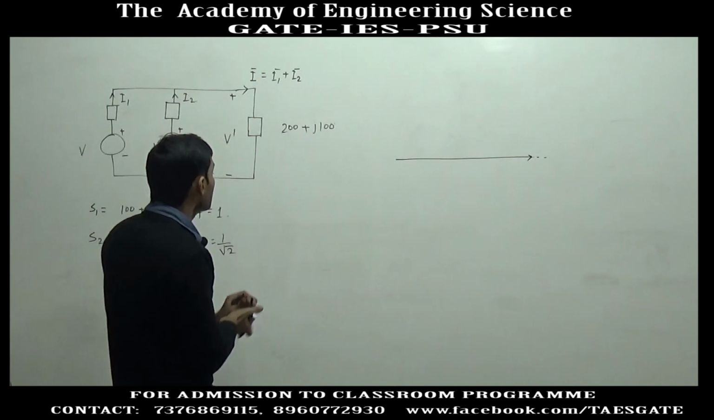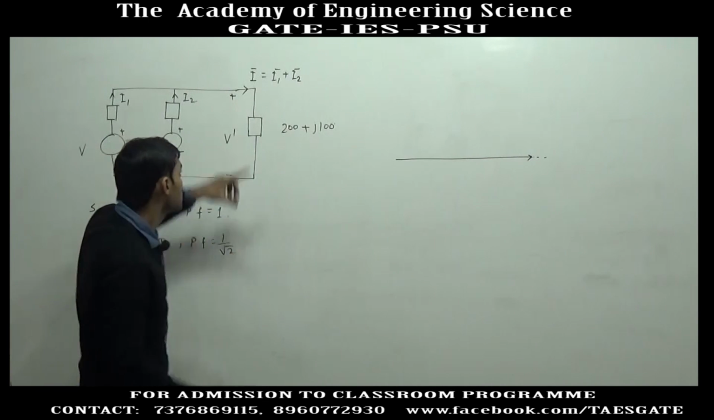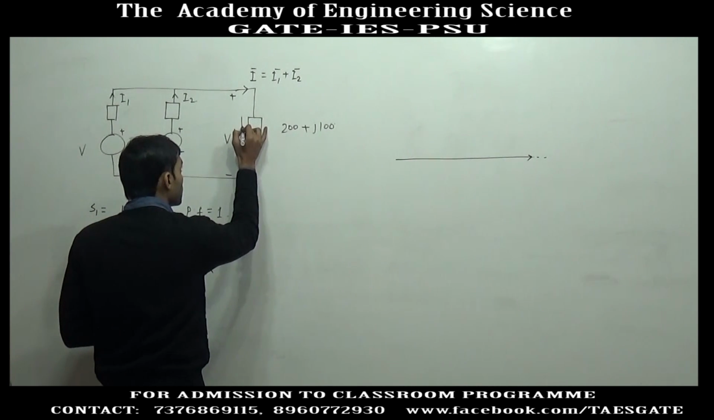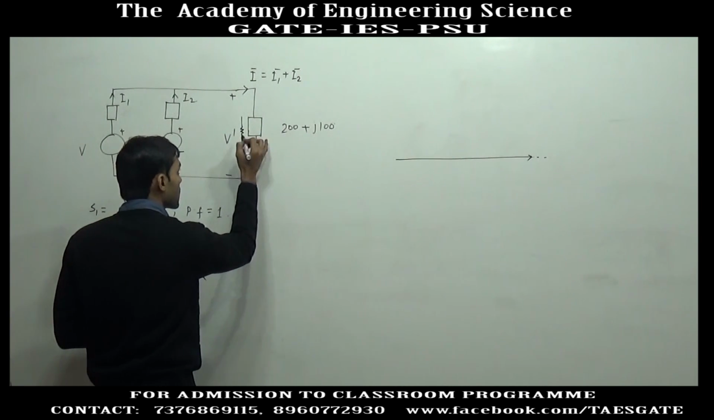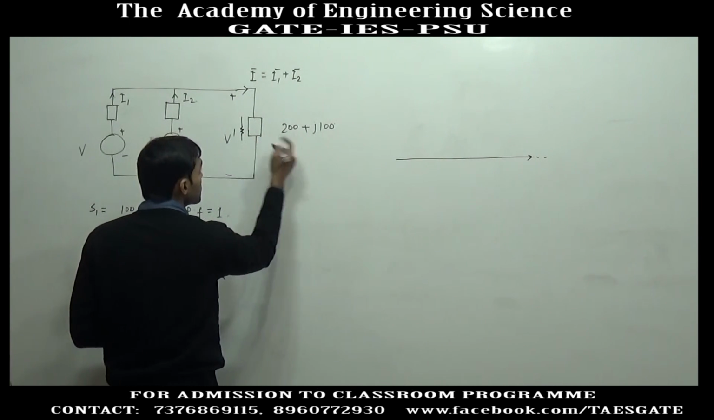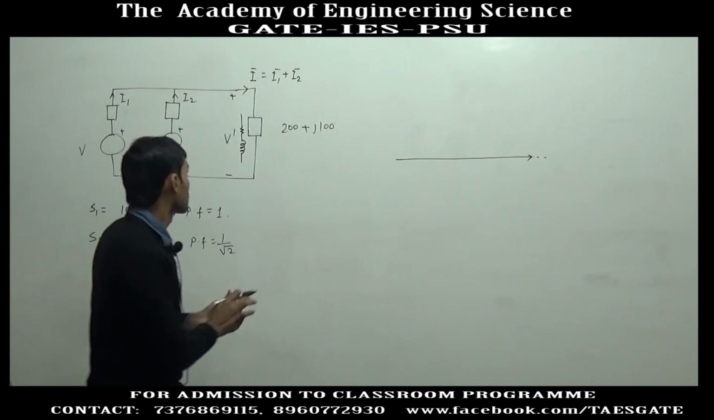The reactive power demanded by the load is positive. It means it is a lagging load. It is also taking active power, so I can model it as a resistance, and it is taking reactive power, so here there will be an inductor. So this load can be modeled as an RL load.